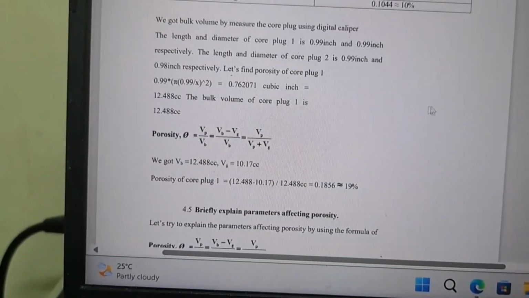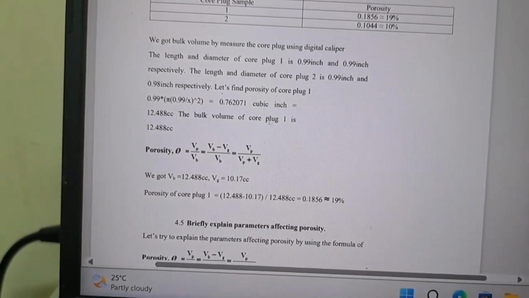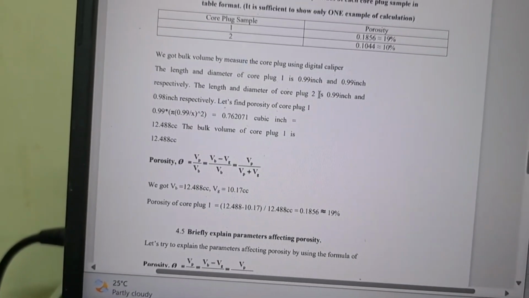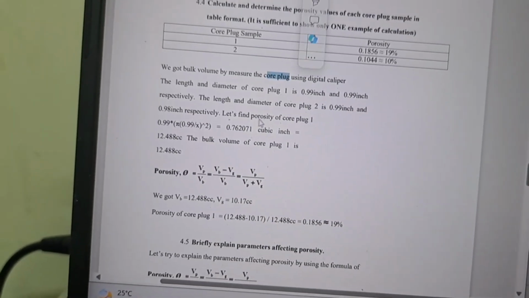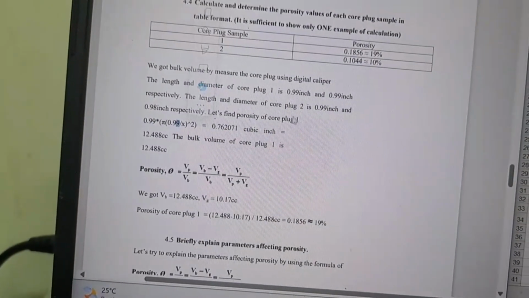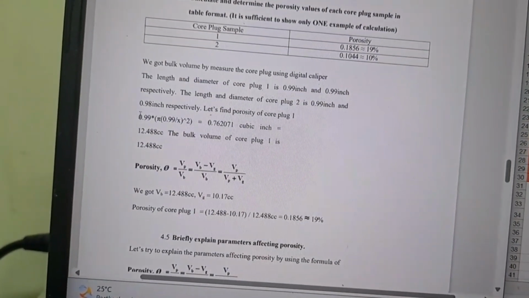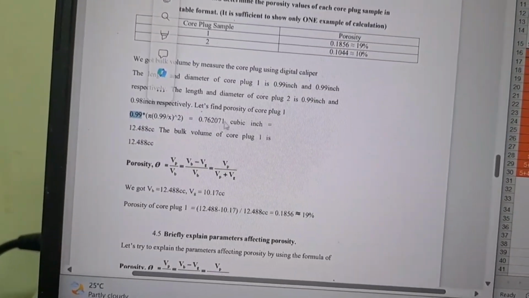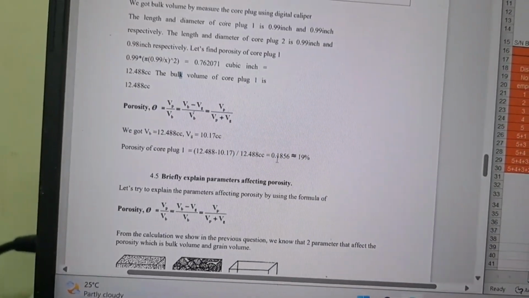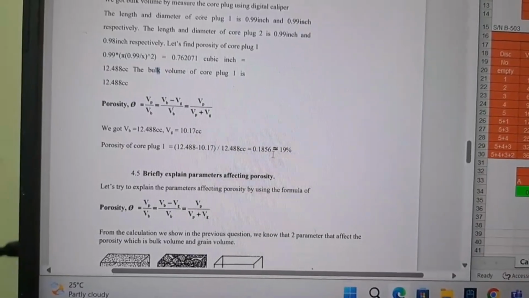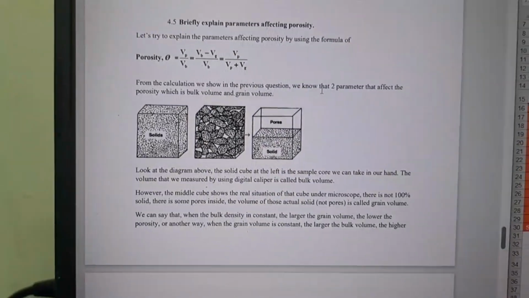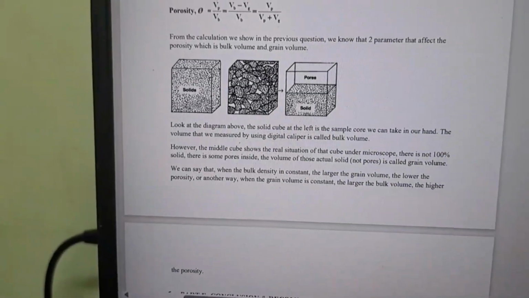We have the grain volume just now. How about the bulk volume, right? The bulk volume we get directly from the volume of the core plug itself, right? We have the length of it, we have the diameter of it, it is a cylinder in shape, so height times pi r square, you get its bulk volume, right? Put into the formula, you will get its porosity. And this is some of the concepts of the porosity. We have already found the porosity, right?